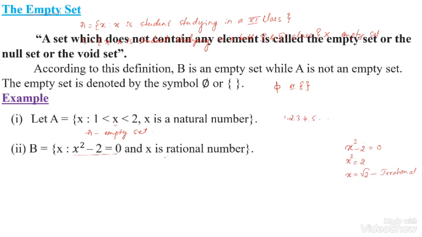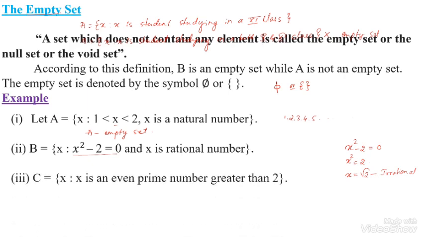Okay, then B is an empty set because the equation is not satisfied by a rational number, because the value of x is an irrational number. Again, let us move on to the next example, that is C. Set C: x is an even prime number greater than 2.